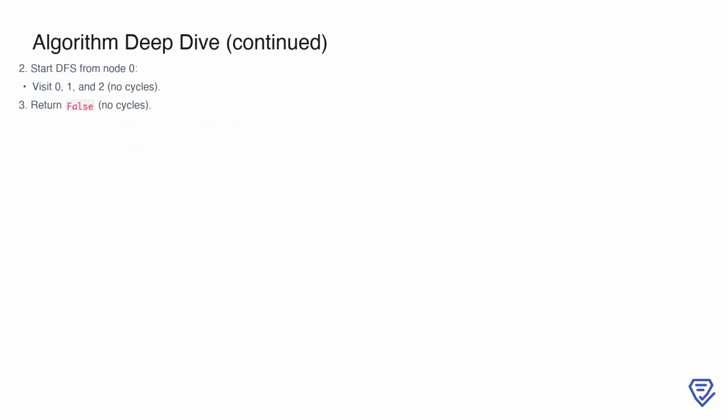Now let's consider an acyclic graph to see how the algorithm handles it. Suppose we have 3 nodes and the edges 0→1, 1→2. The adjacency list for this graph would be 0: [1], 1: [2], 2: [].